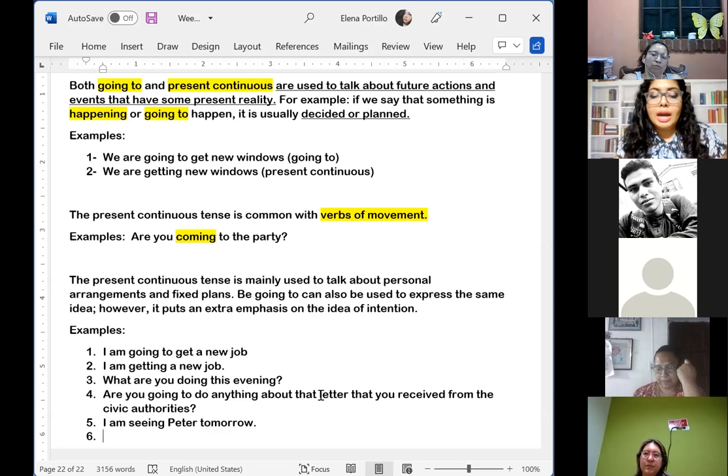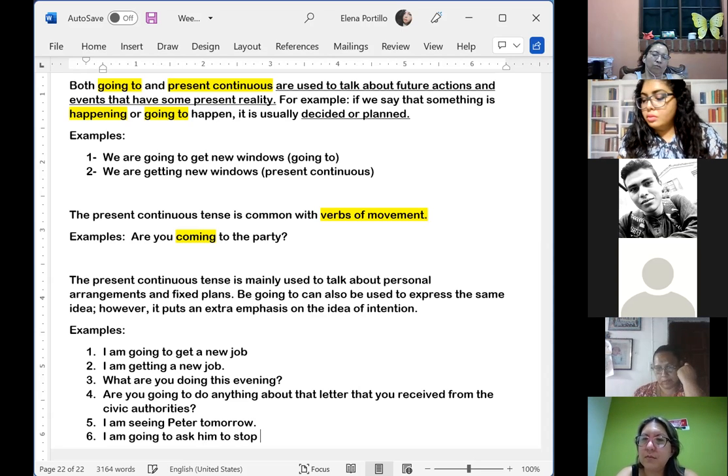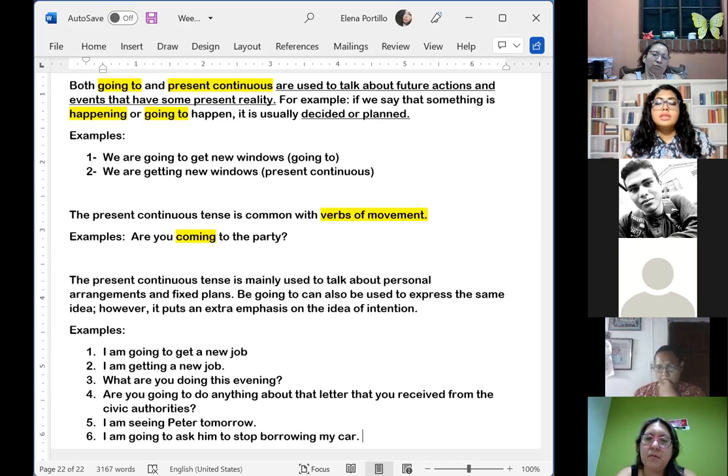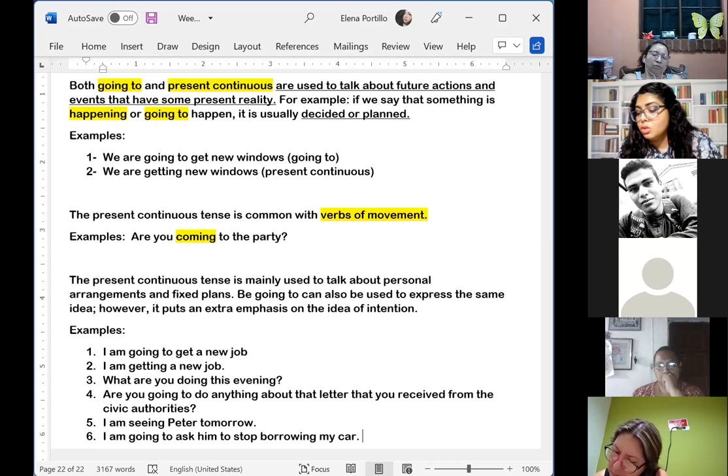Number six, I am going to ask him to stop. So in this case, the last sentence is talking about the intention of the speaker. It is not talking about something that is certain. In this case, the speaker wants to do something. Voy a hablar con él para que pare, ¿verdad? De prestar mi carro. It's an intention. It is not something that is going to happen or is something that is certain.